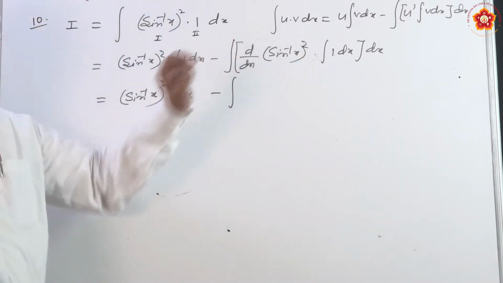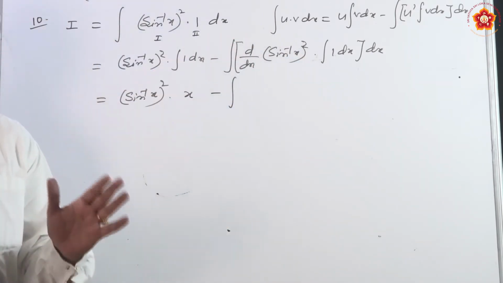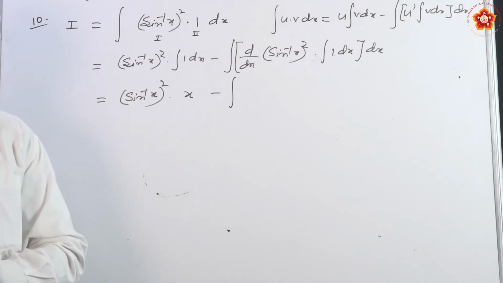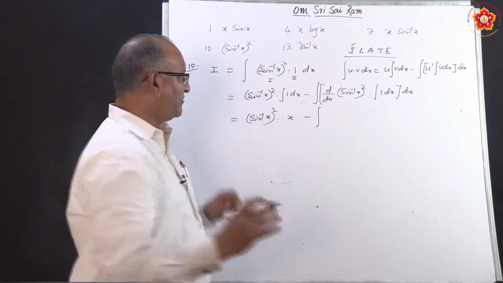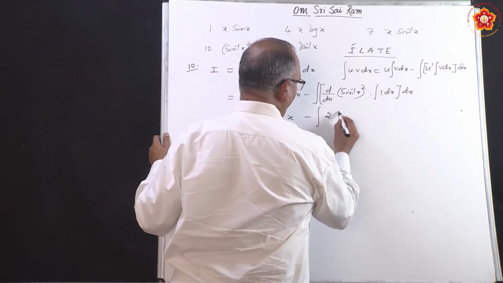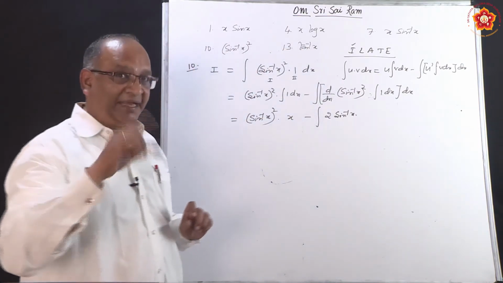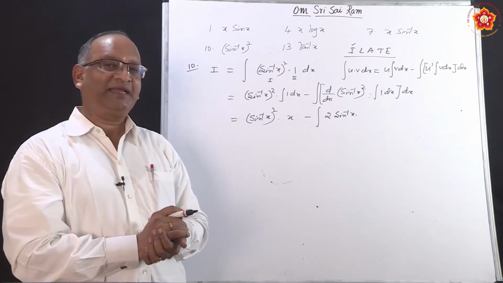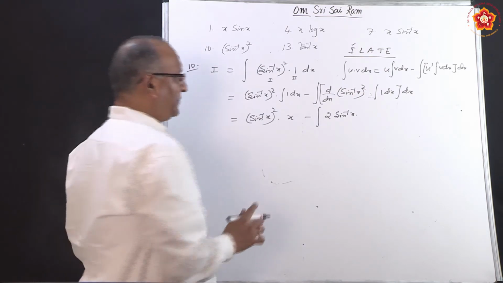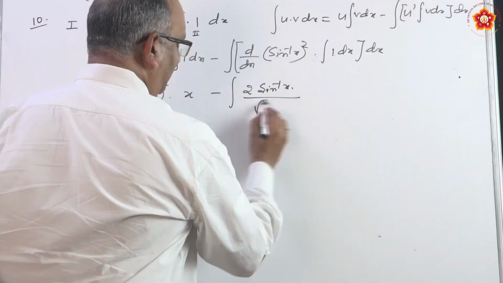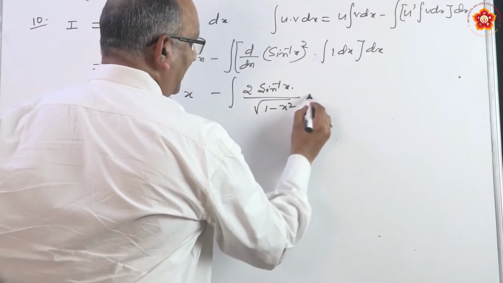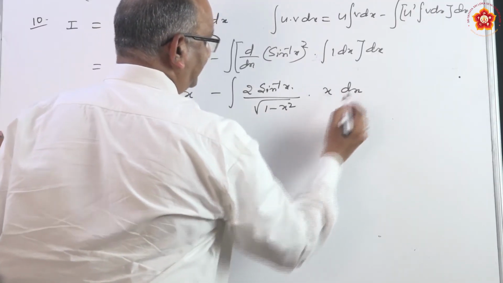How do we differentiate this function? We take sine inverse x as t. It becomes t square. Derivative of t square is 2t. So you will get 2 into sine inverse x into derivative of sine inverse x. What is derivative of sine inverse x? 1 upon under root of 1 minus x square, into x dx.